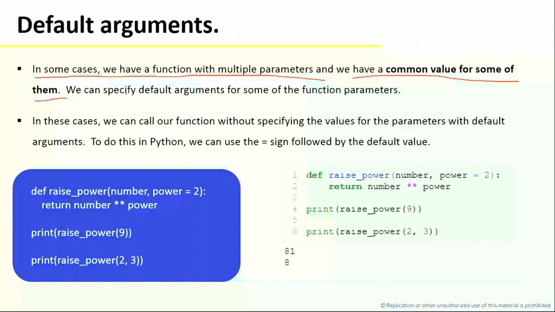We must always represent those common values in the form of default arguments. We can specify the default arguments for some function parameters such as, look here. Now in these cases we can call a function without specifying the values of the parameters.